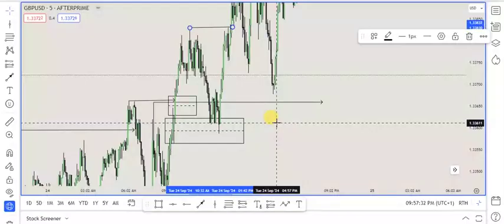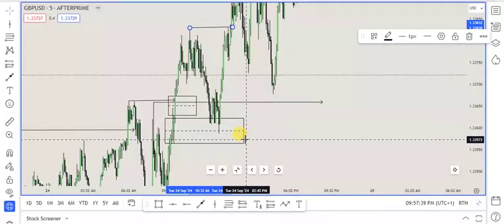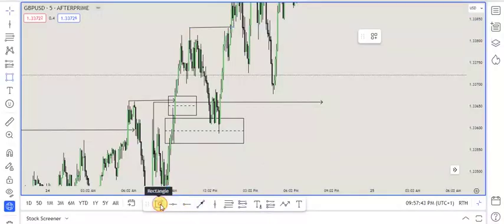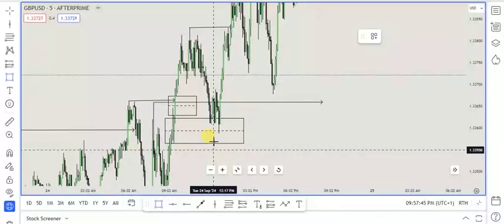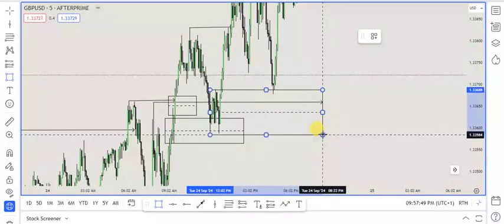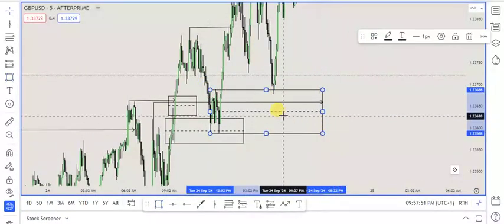The entry is going to be from the order block, right? From this place. Once you see that second break, that's the entry.